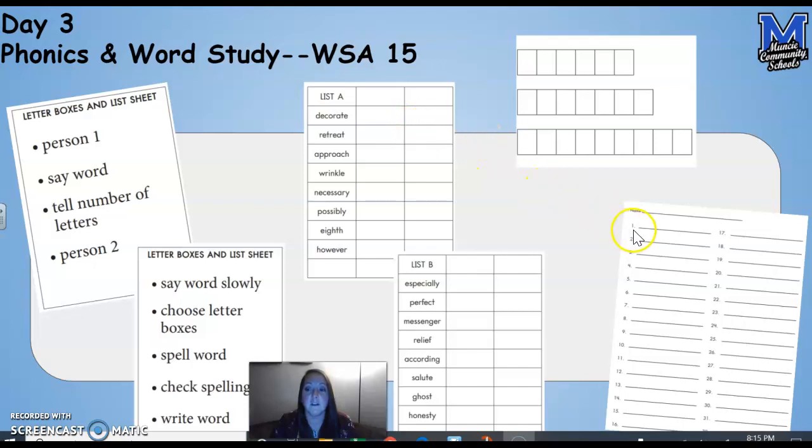If you have spelled it correctly, you will then type it on this document right here. You and your partner will take turns switching roles to complete this activity.